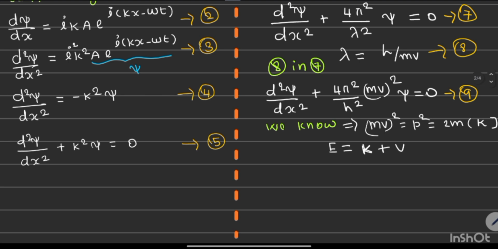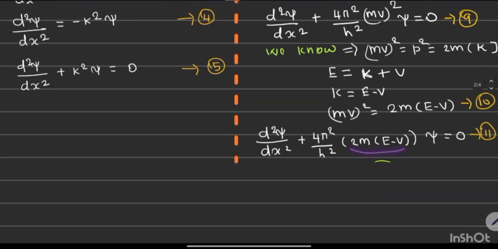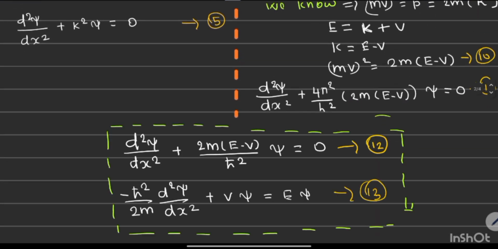And for any conservative system, total energy is equal to kinetic energy plus potential energy. For kinetic energy, altering this equation gives E minus V, and substituting that into here gives the momentum squared as 2m times E minus V. Putting equation 10 into equation 9 gives me this equation, and altering this equation gives the time independent Schrodinger equation in two different forms. Both are the same. So this is called the time independent Schrodinger equation.